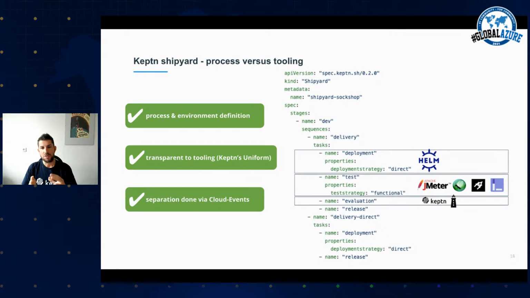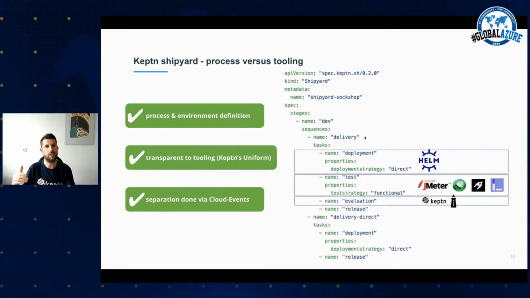So a very simple shipyard file that I took here is basically just describing a project. I just called my project the sock shop, and this one is the process definition and the environment definition for this project. I have, for example, a dev stage that is basically my first environment, the dev environment, and it has just one sequence, and it's a delivery sequence.